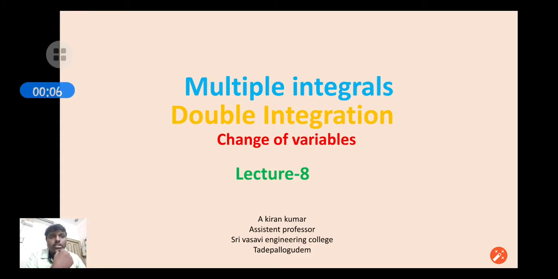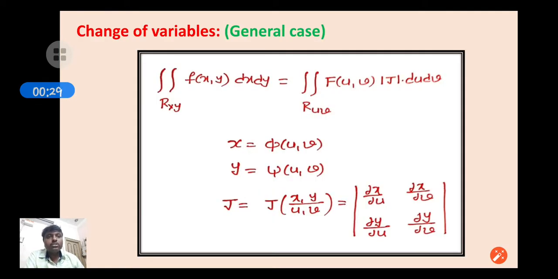Good morning, students. In the multiple integrals lecture series, today we discuss the change of variables. In the previous two lectures, I also discussed the change of variables with the special case of conversion of Cartesian coordinates to polar coordinates. Today we discuss the general case: Cartesian coordinates to any other two general coordinates. So for example, let me go through a small recall.